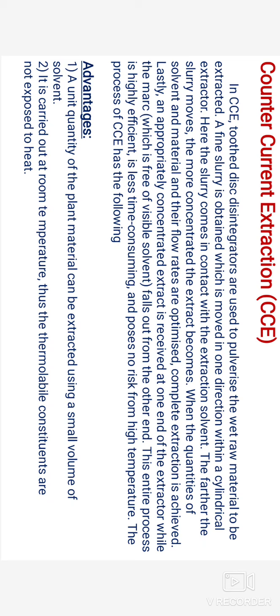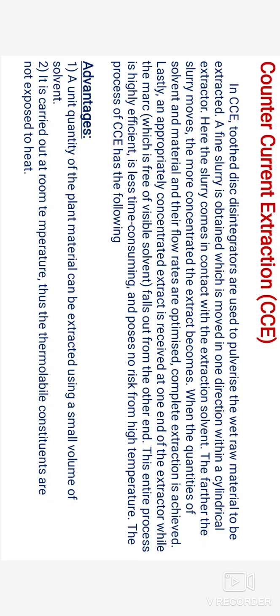Lastly, an appropriately concentrated extract is received at one end of the extractor, while the marc, which is free of visible solvent, falls out from the other end. This entire process is highly efficient, less time consuming, and possesses no risk from high temperature. The process of countercurrent extraction has the following advantages.